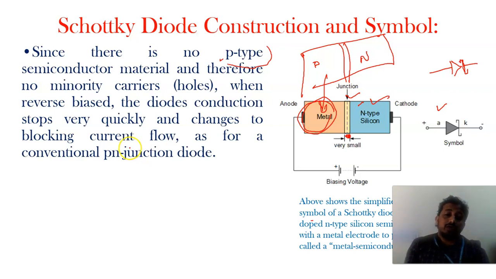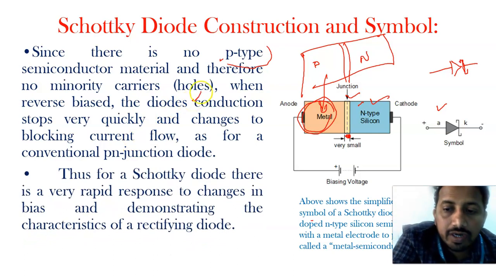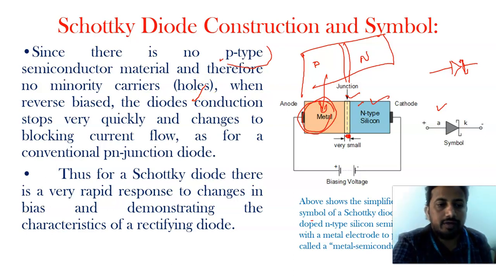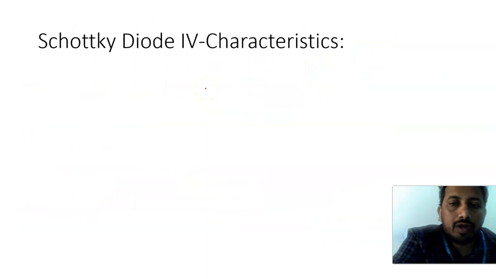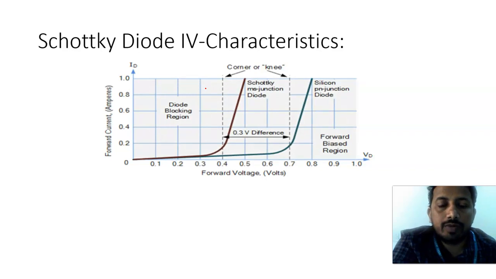It changes to the blocking current flow as far as conventional PN junction diodes. As the Schottky diodes have very rapid response to the changes in the bias, demonstrating the characteristics of a rectifying diode. Now, coming to looking at the behavior characteristics of a Schottky diode, I'm going to be comparing it with a normal PN junction diode.